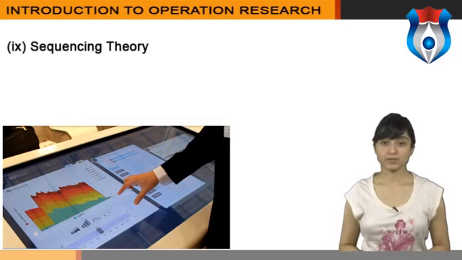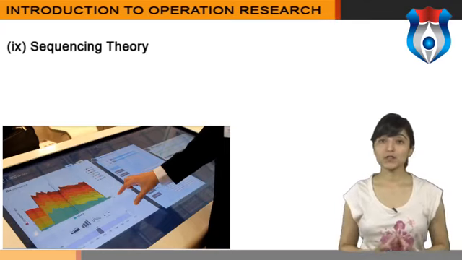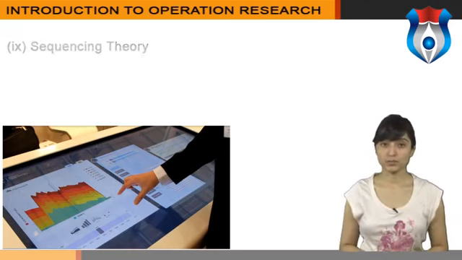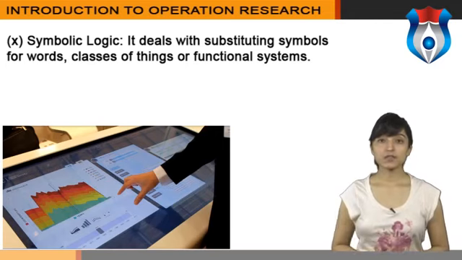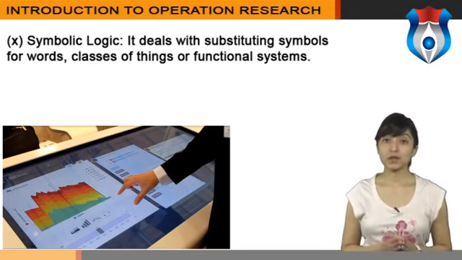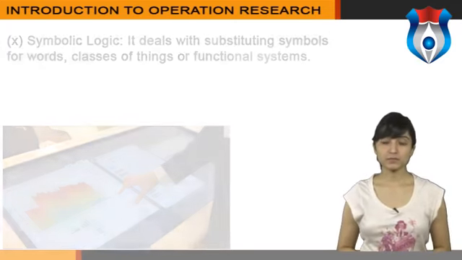Sequencing theory. This is related to waiting line theory and is applicable when the facilities are fixed but the order of servicing may be controlled. Symbolic logic. It deals with substituting symbols for words, classes of things or functional systems. Symbolic logic involves rules, algebra of logic and propositions.